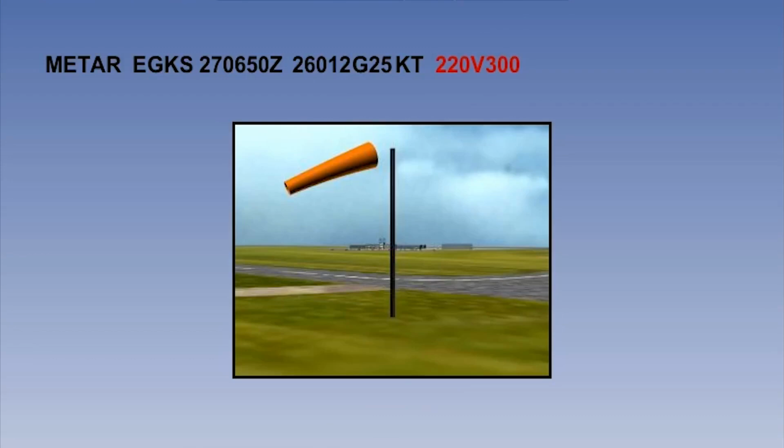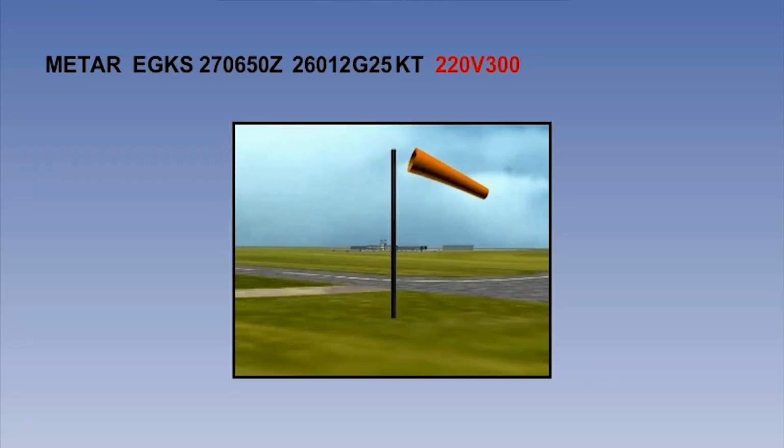The next group may or may not appear depending on the directional variability of the wind. It signifies the extremes in the direction of the wind during the past 10 minutes. The letter V will appear between these two directions.